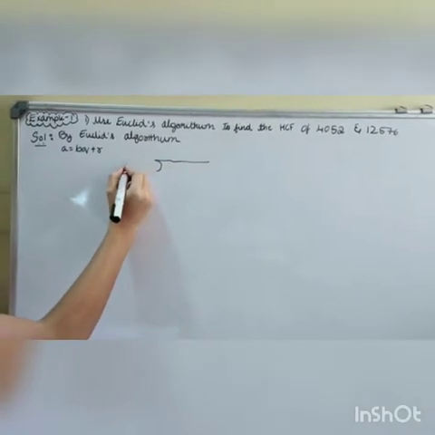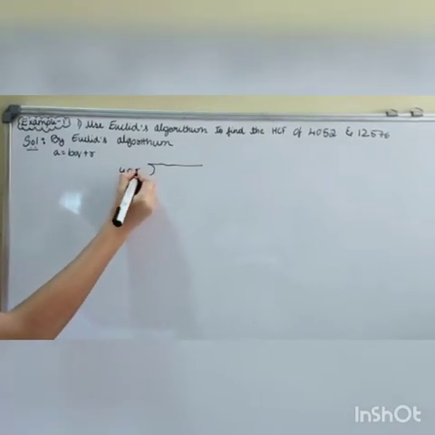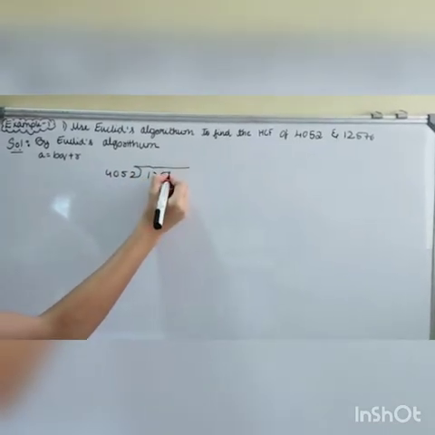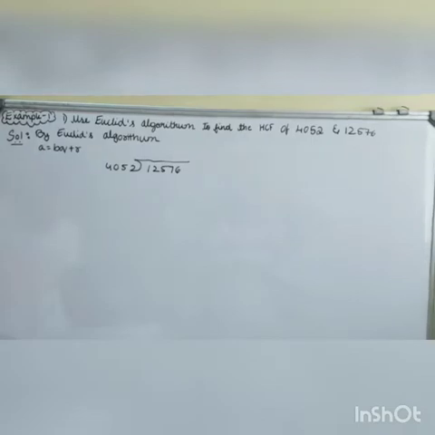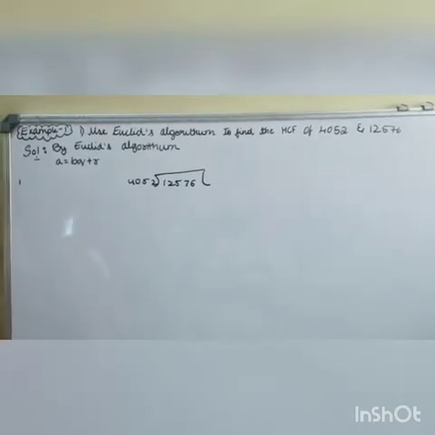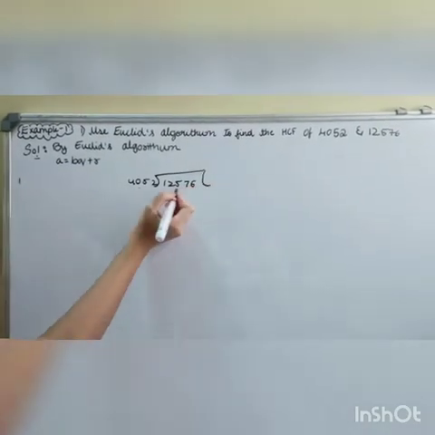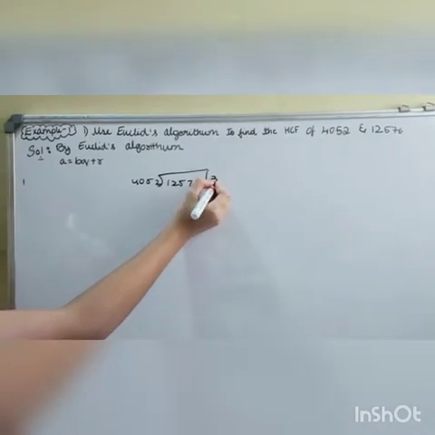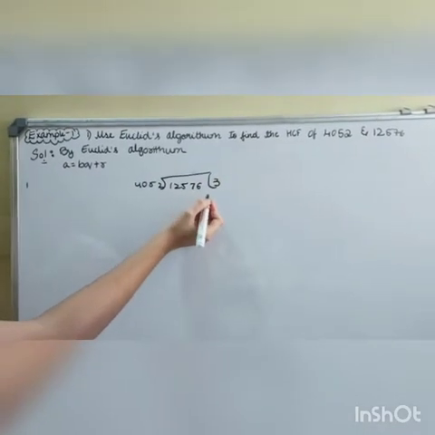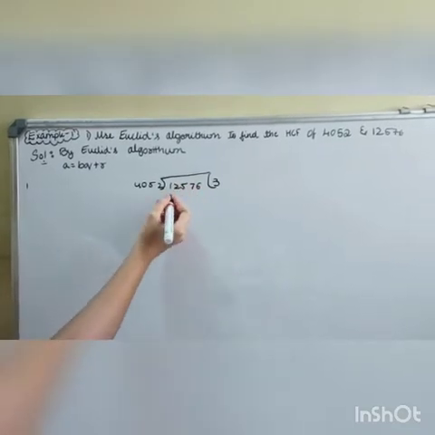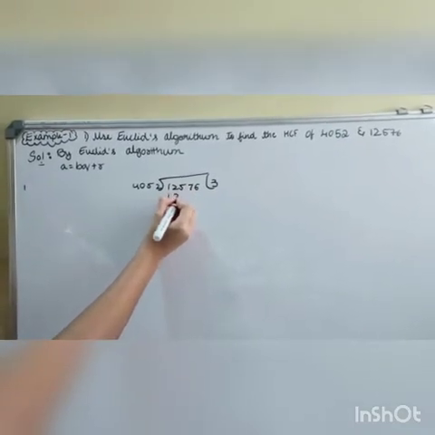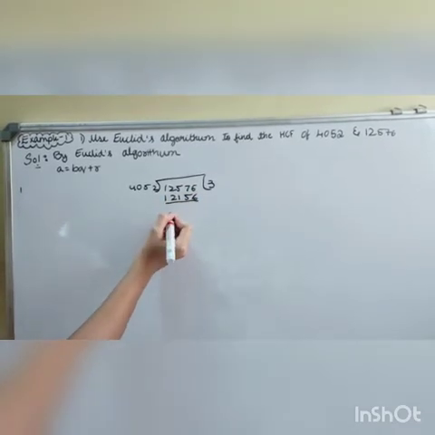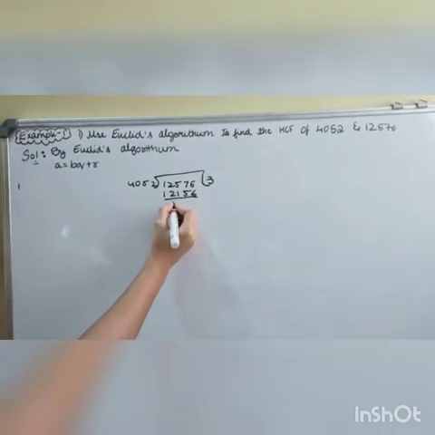I'll write 4052 here and 12576 in the dividend place. Now I'll divide 12576 by 4052. I'll multiply 4052 into 3. The answer is 12,156.